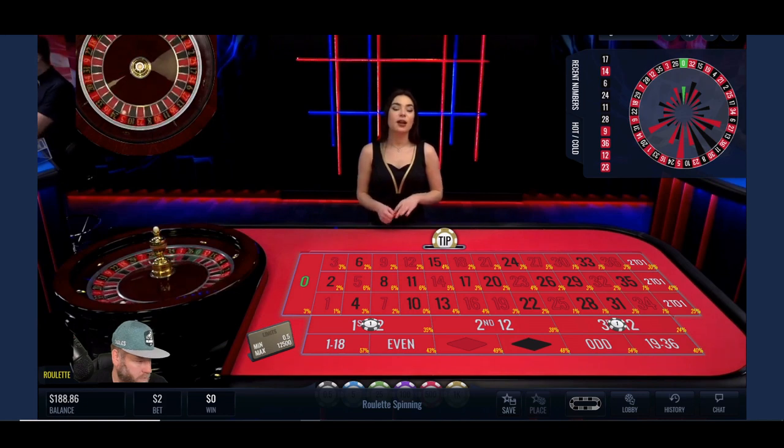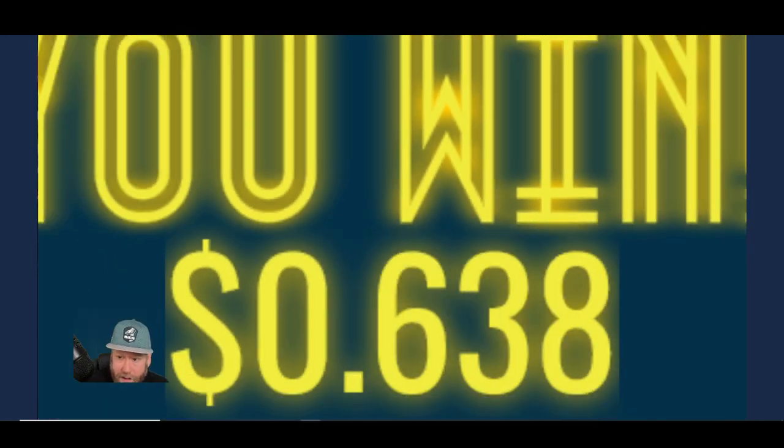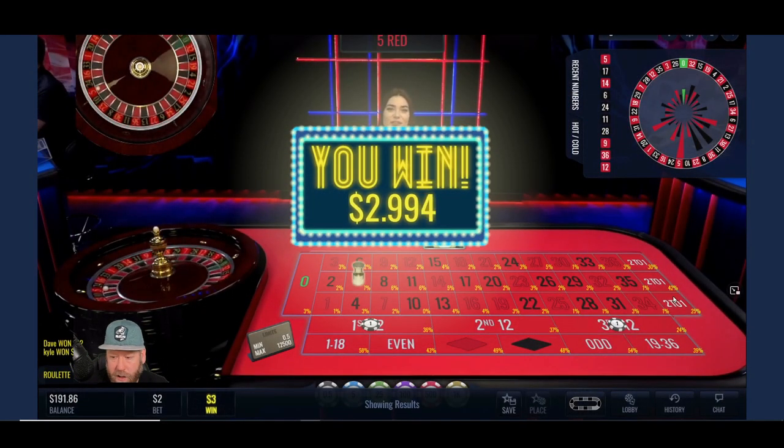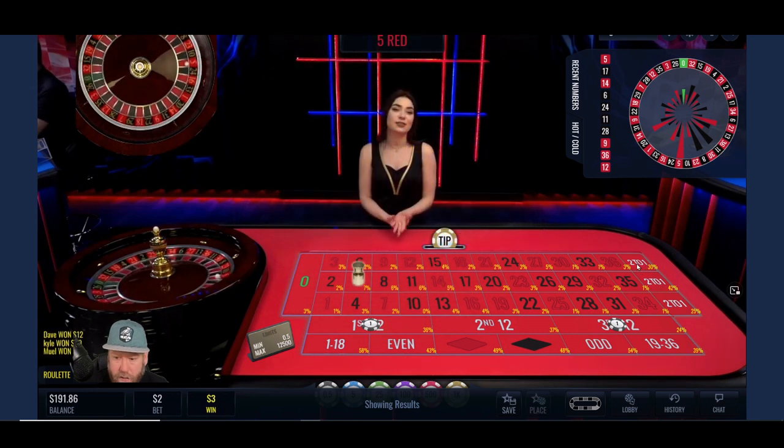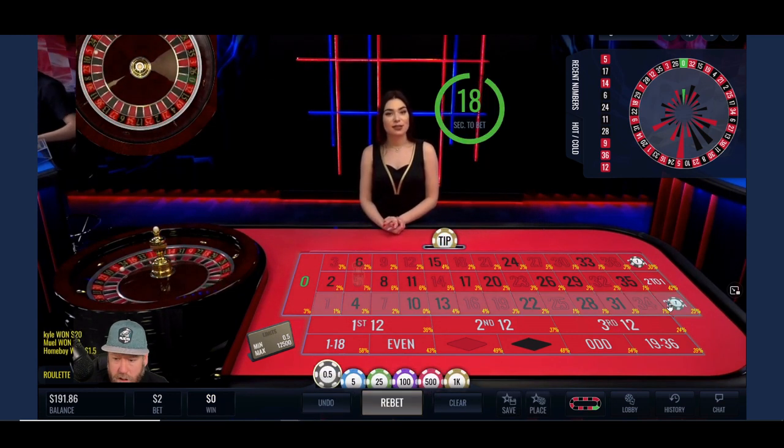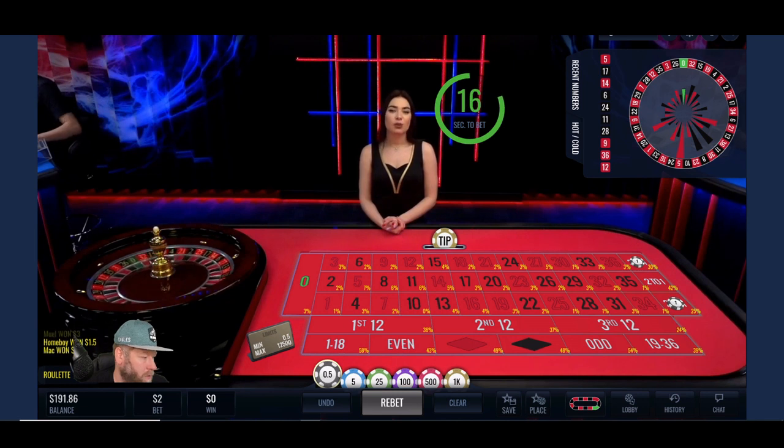5, that's a winner. Beautiful. And that's exactly what we wanted. We wanted that column to hit again. 3 in a row. So we're going to go right into the first and third column while we're waiting.